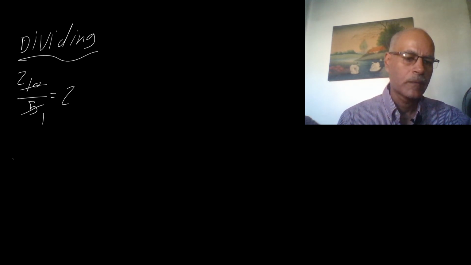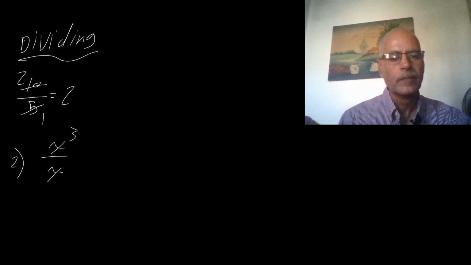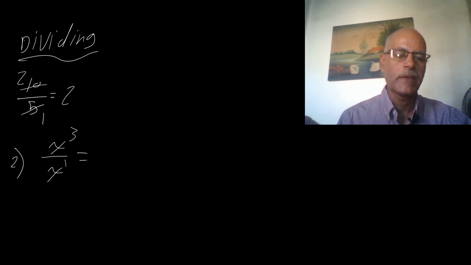Okay, number 2. X to 3 over x. It's equal. Here x is power 1. When I divide, I subtract the powers. It's x equals 3 minus 1. It's x squared. Simplify.